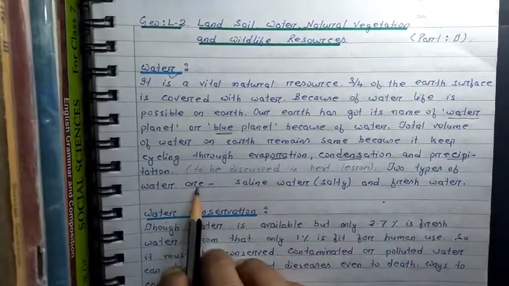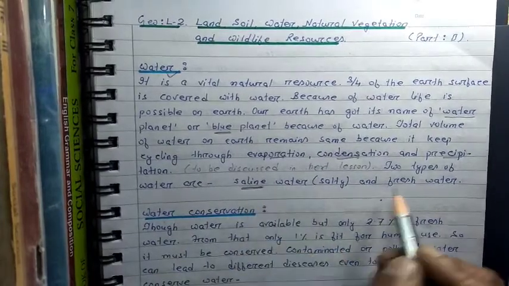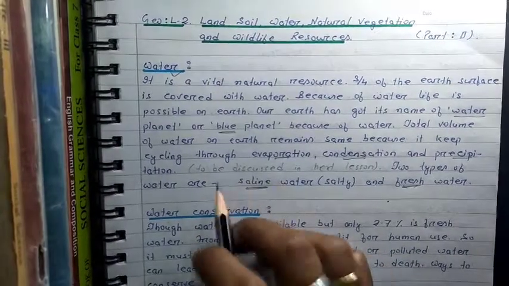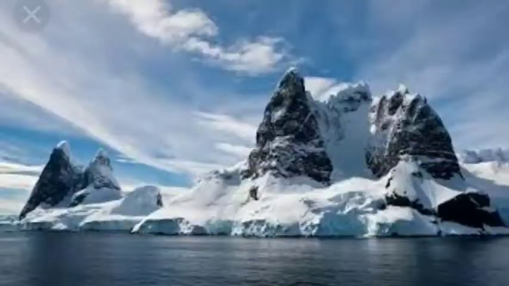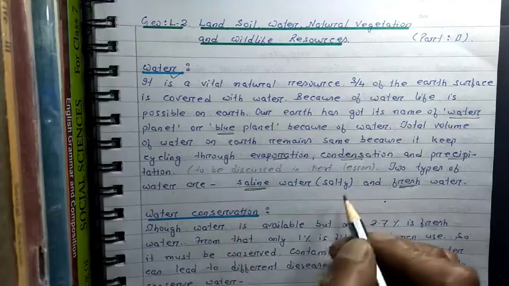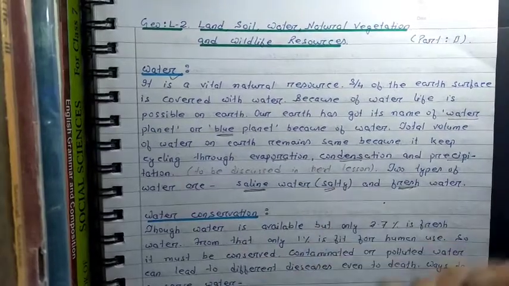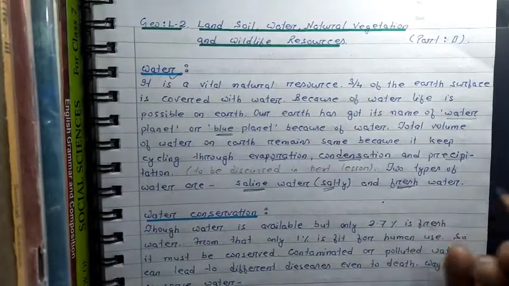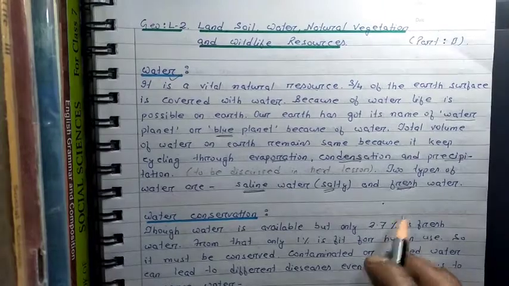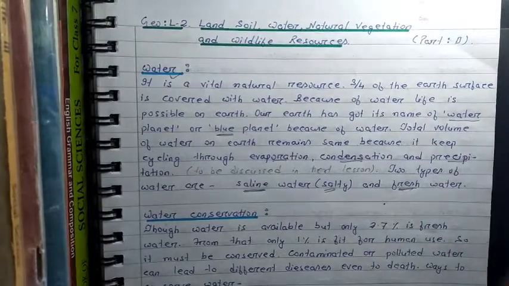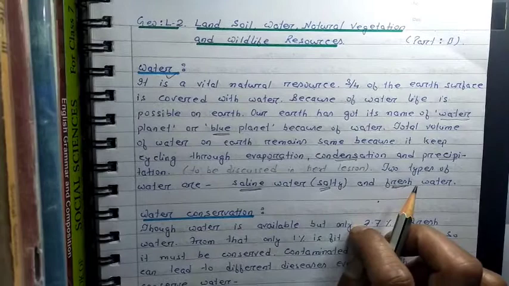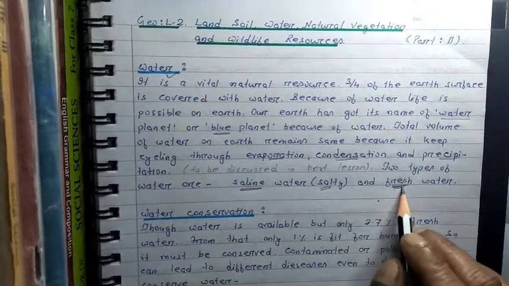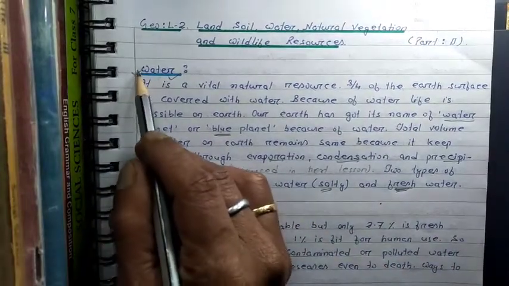Two types of water are there: one is known as saline water, another one is known as fresh water. Depending on usability or quality, water can be classified into 2 types: saline water and fresh water. Saline water means salty water that is found in the oceans and the seas, and fresh water is the water which can be used by human beings or other living beings, like the water of the rivers, the water of the lakes, snowfall, rainfall. All this water comes under fresh water. So that's about water.